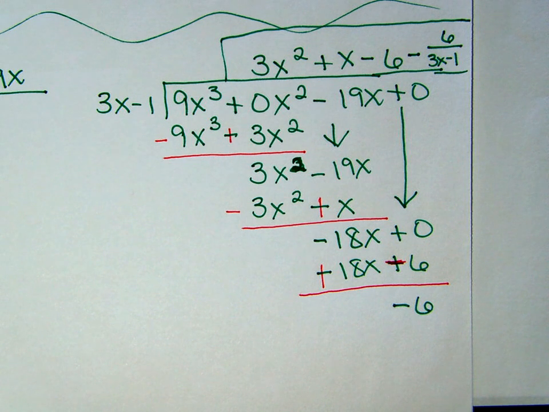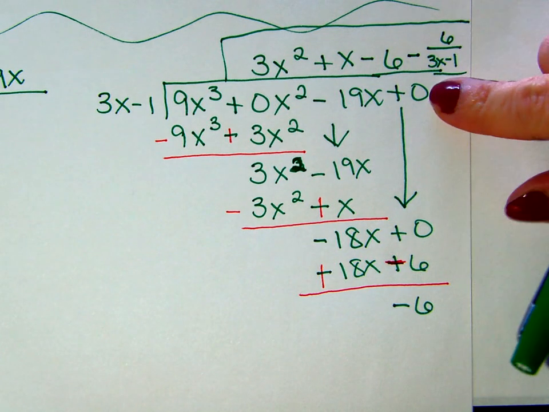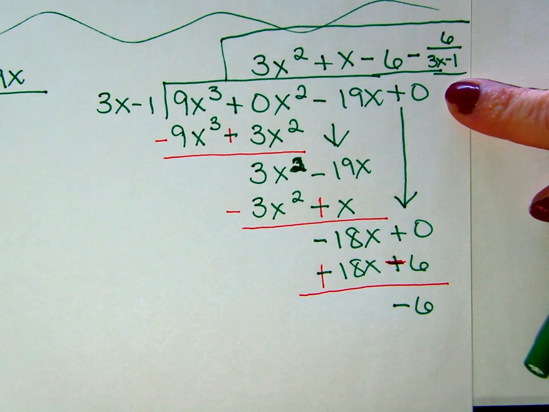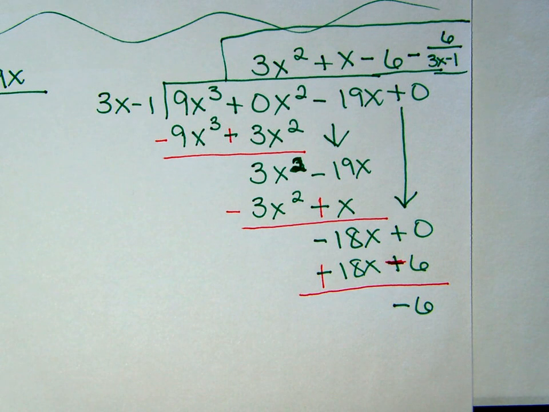So if you are missing a term, make sure you put a 0 in there. You can even put a 0 in there for your constant if you so choose. Questions? They take practice, especially if it's been a minute since you've done any long division. Okay. Let's do one of our extra examples.